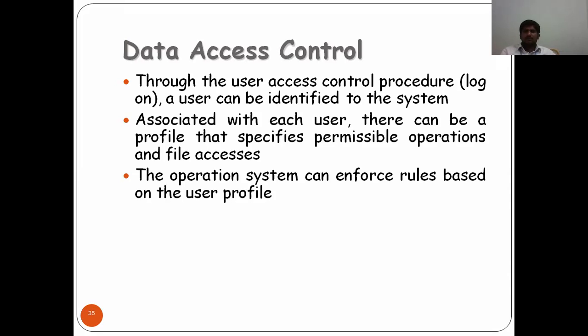The system can identify me through some login, which we provide: a username and password, or some OTP or anything. Identification is anything we gave at the time of sign up. Again we prove that I am the person who is entering, so that the system identifies whether the user is the exact user or not. Associated with each user, there can be a profile that specifies the permissible operations and file access.